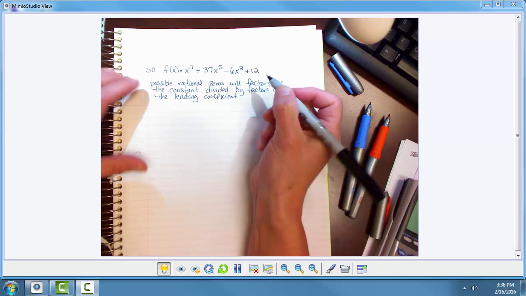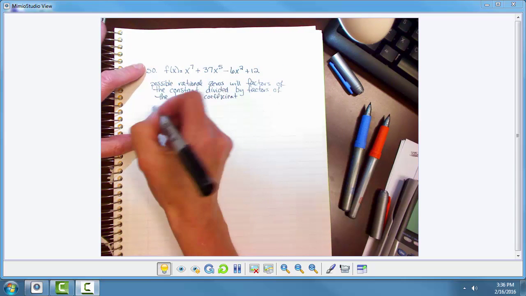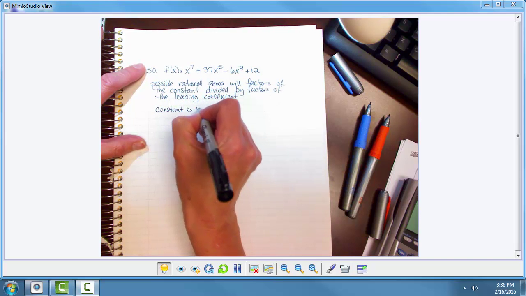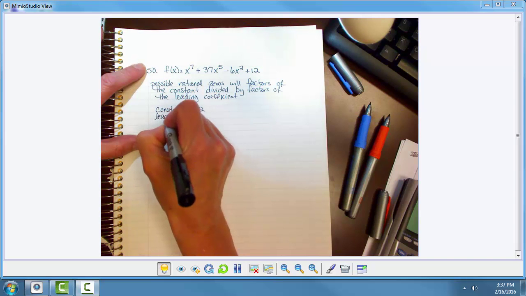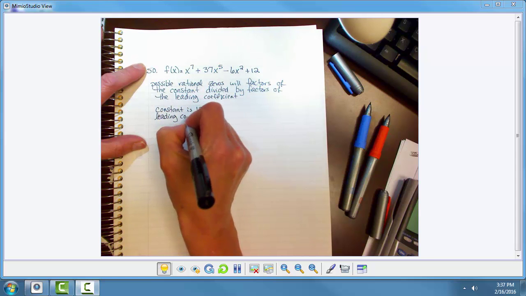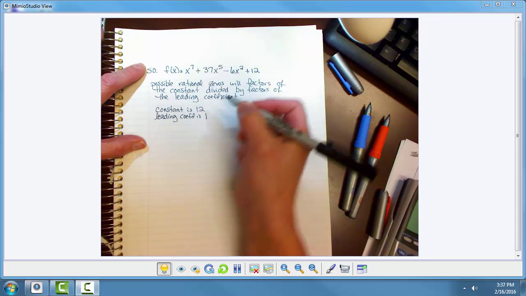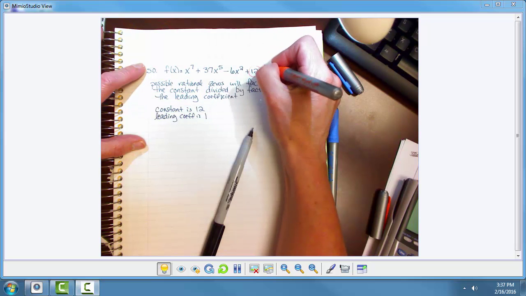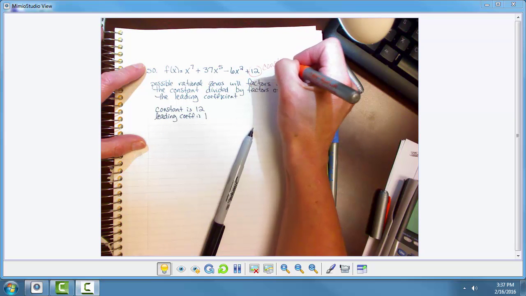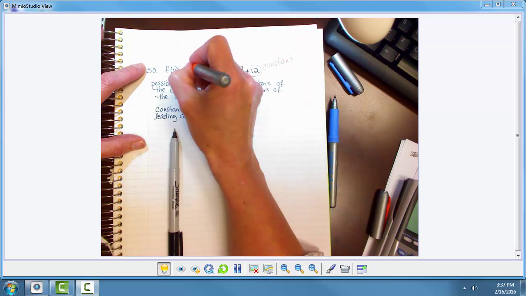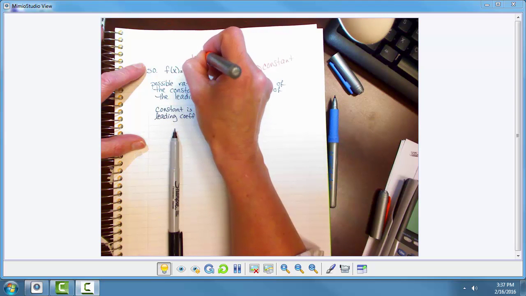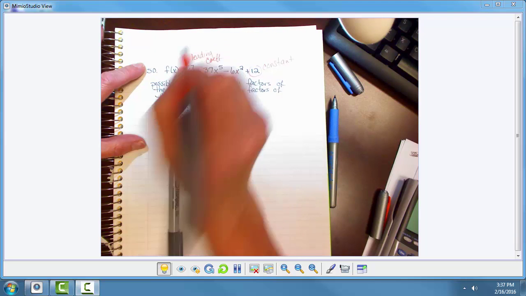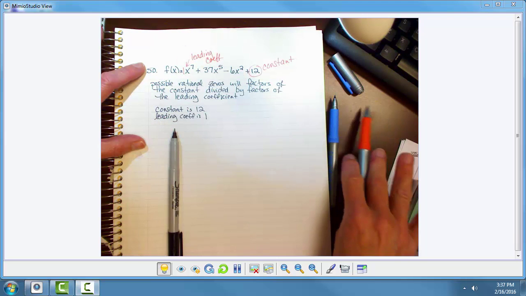So for our particular problem in number 50, our constant is 12, and our leading coefficient is 1. Here's our constant. And our leading coefficient is understood to be 1 because it's the coefficient of the term with the highest degree.